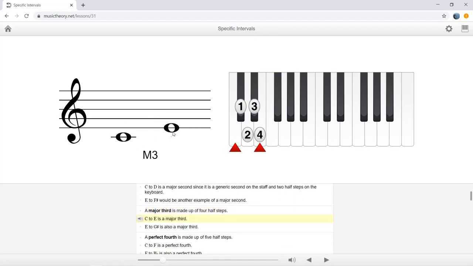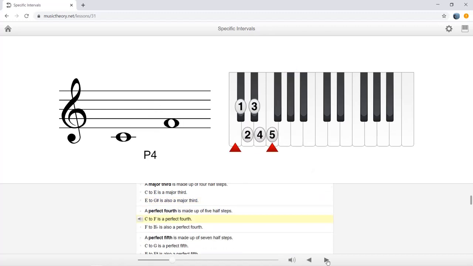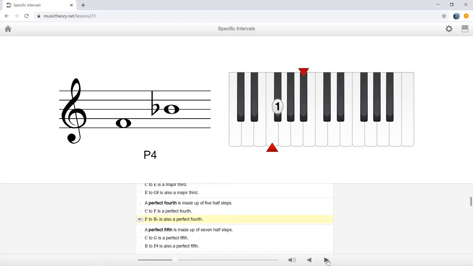Right, here's a major third. So we're going up 1, 2, 3, 4. Here's another major third. 1, 2, 3, 4 half steps. Perfect fourth is 5 half steps. Here's a different perfect fourth.